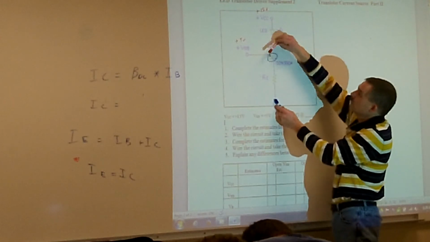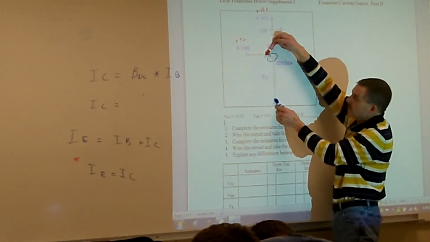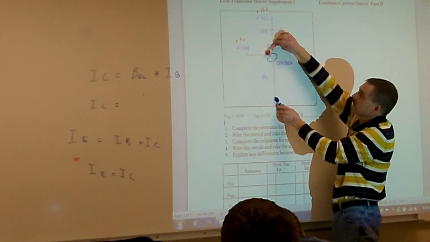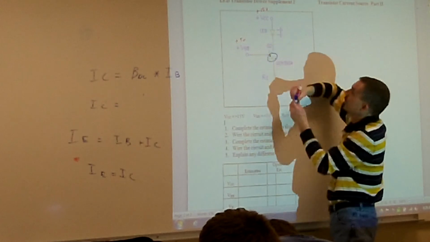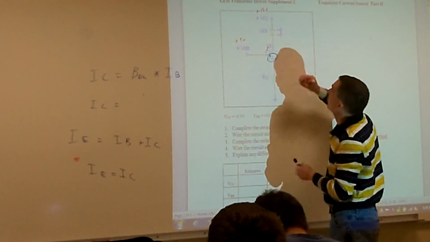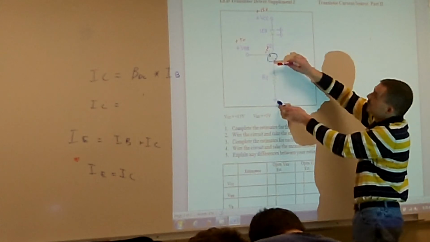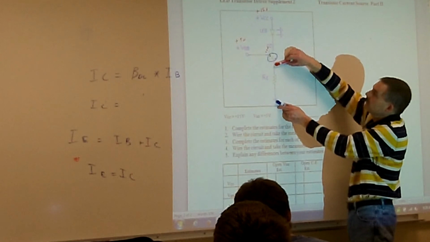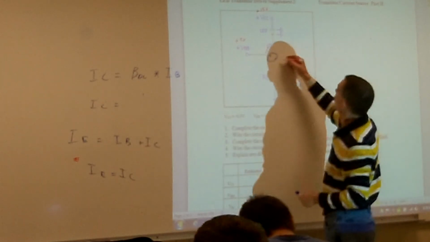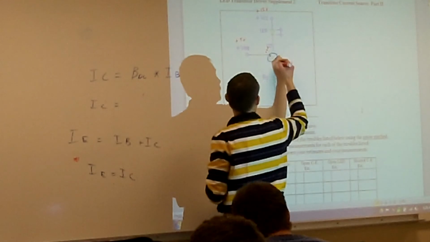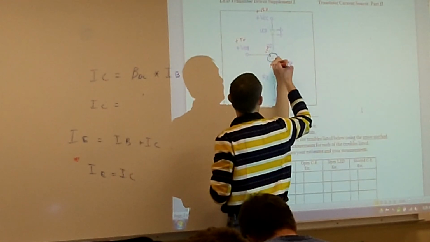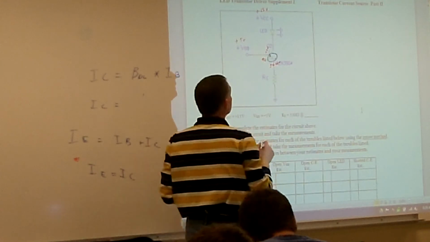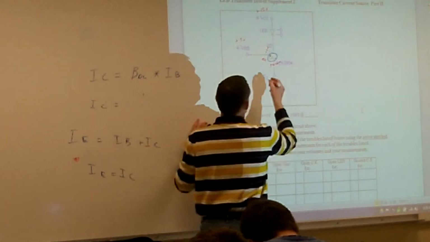So what's my source voltage on my base? Treating this as an open, what would be my source voltage at this point here? Plus 5 volts. Okay, then on my emitter side, what did I get for a source voltage? 0 volts. So plus or minus 0 volts. That would be a goal, and that's going to do what? It's going to drop it to 0.7 volts.